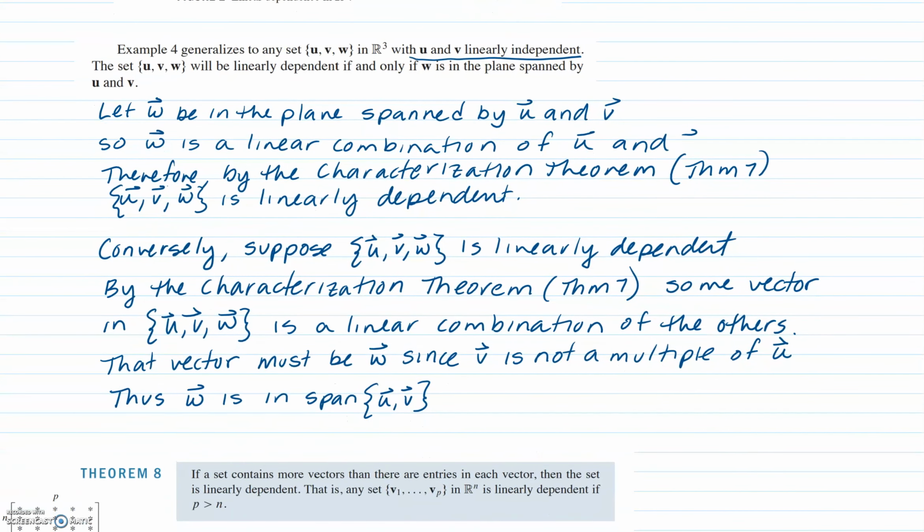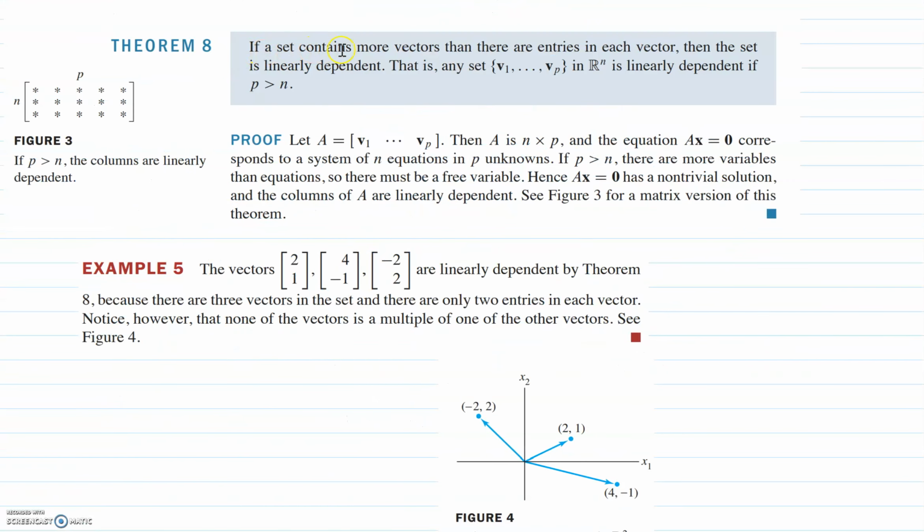Theorem 8. If a set contains more vectors than there are entries in each vector, then the set is automatically linearly dependent. That is, any set V1 through Vp in Rn is linearly dependent if p is bigger than n. I call it the wide theorem. And you can see that in the picture here. So if p is larger than n, your matrix looks wide. And if it is wide, then it's going to be dependent. Here's the proof.